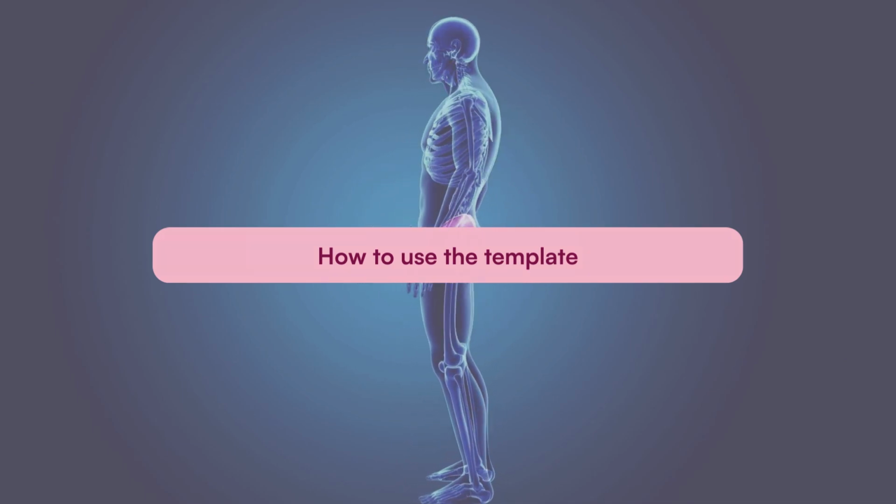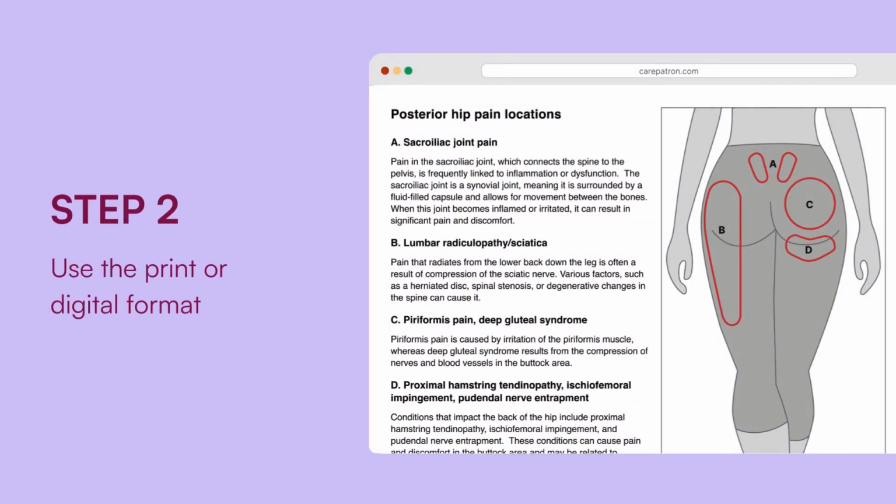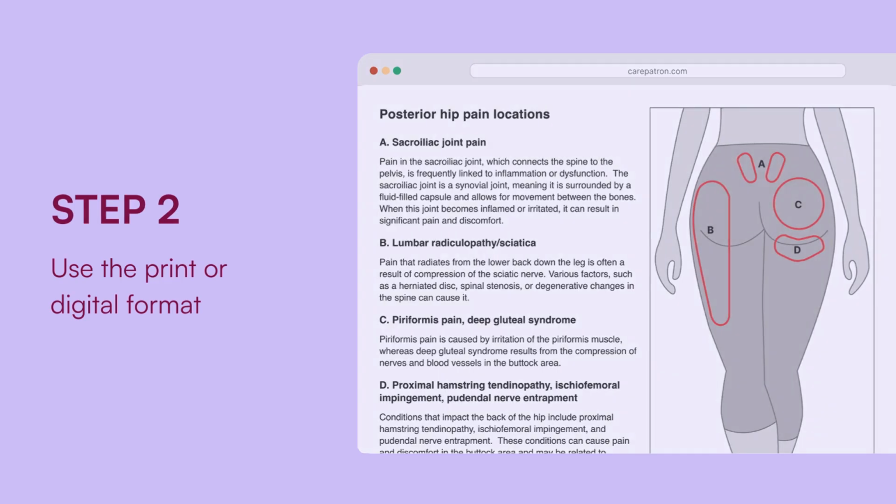Firstly, download the chart. Get a hip pain location diagram, which is linked in the description below. Print or use the digital format. Choose to print the chart or use it in its digital format. Use the diagram with patients.